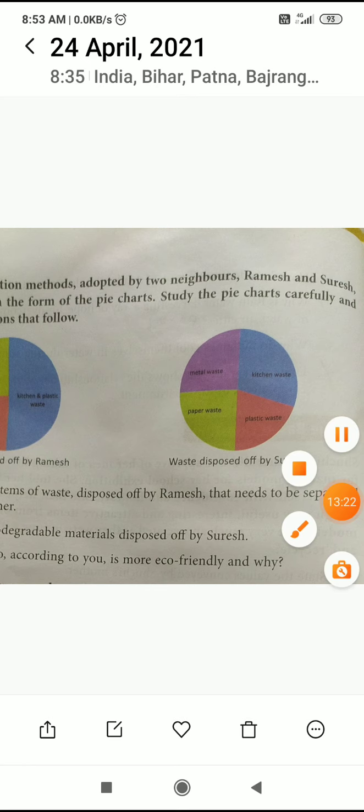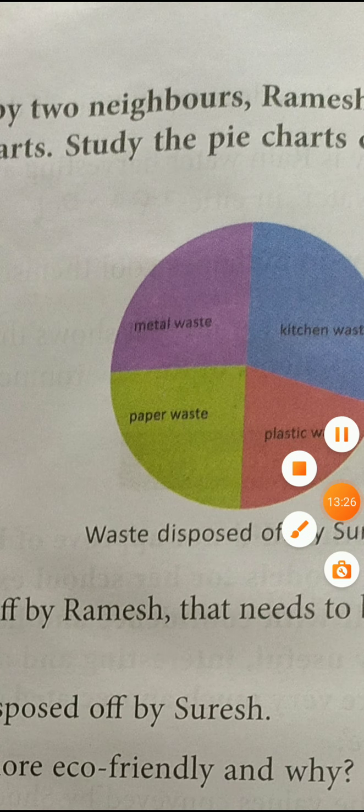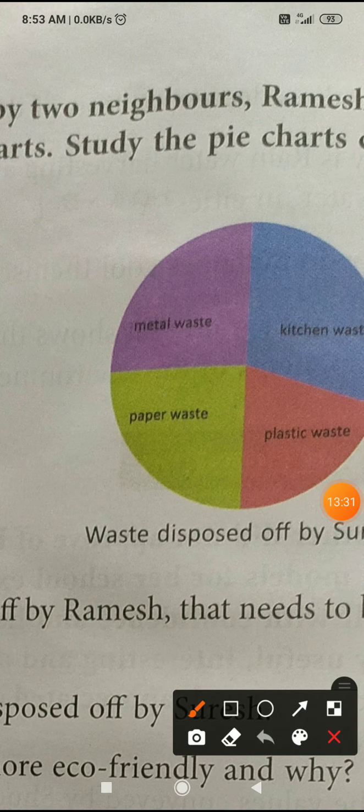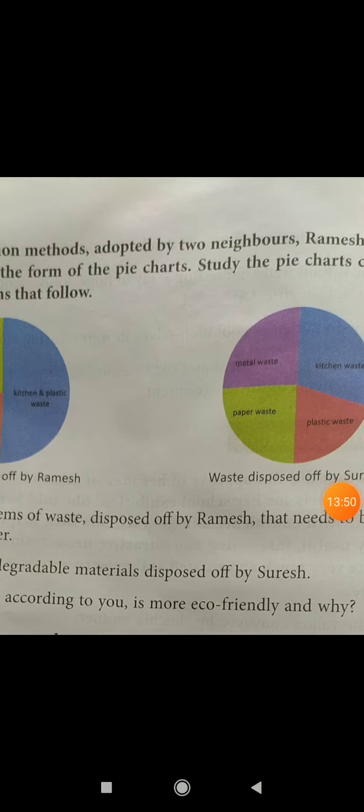Now see, in the case of Suresh, biodegradable, what I told you about the biodegradable, the word bio means that is made by the living things. So kitchen waste must be biodegradable. Paper is also made by the plants. So paper is also biodegradable. So you can write here about that, the second answer.